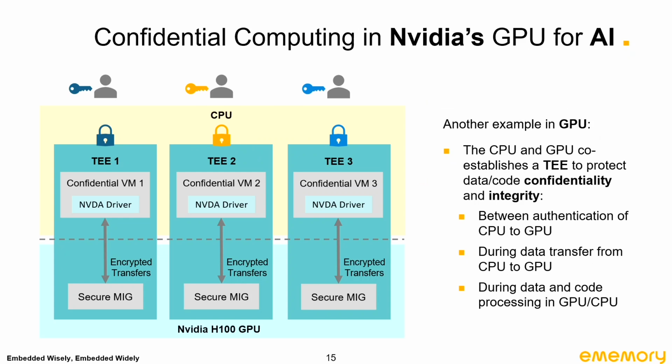Now please turn to page 15. Another example of confidential computing is in a graphics processing unit, GPU. The GPU has its own hardware root of trust to enable an isolated TEE for protecting the integrity and the confidentiality of data and code during the transfer from CPU to GPU, and also processing in the GPU.